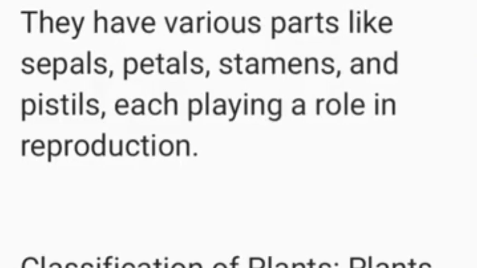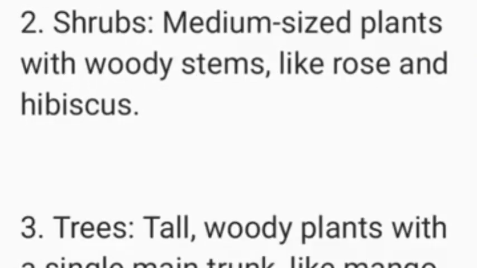Classification of plants. Plants can be broadly classified into 3 categories based on their size and structure. 1. Herbs. Small non-woody plants with soft stems, like mint and coriander. 2. Shrubs. Medium-sized plants with woody stems, like rose and hibiscus. 3. Trees. Tall, woody plants with a single main trunk, like mango and neem.